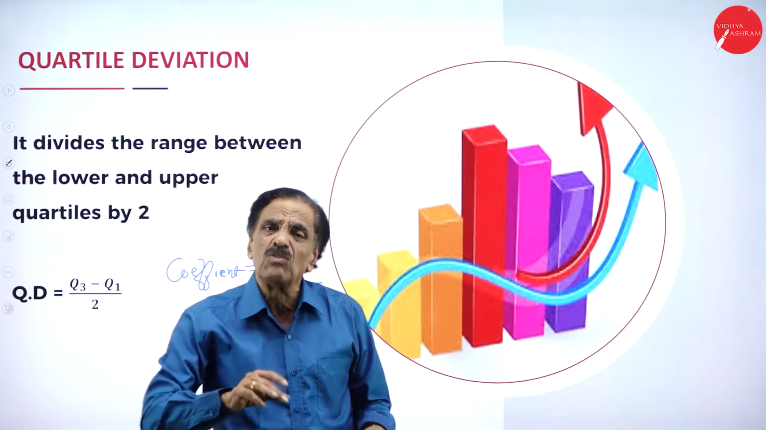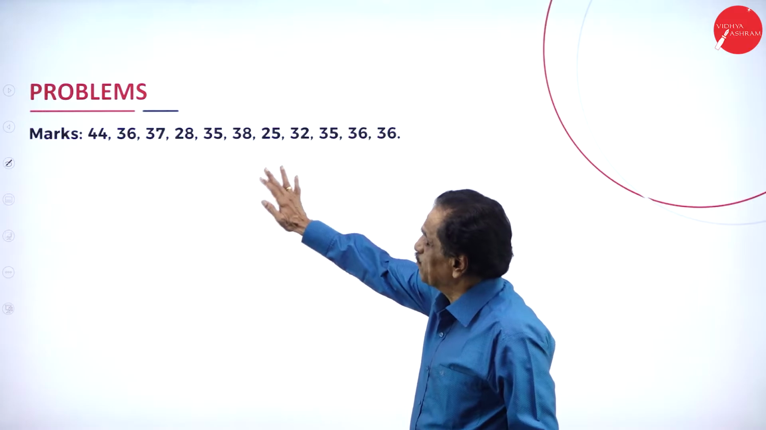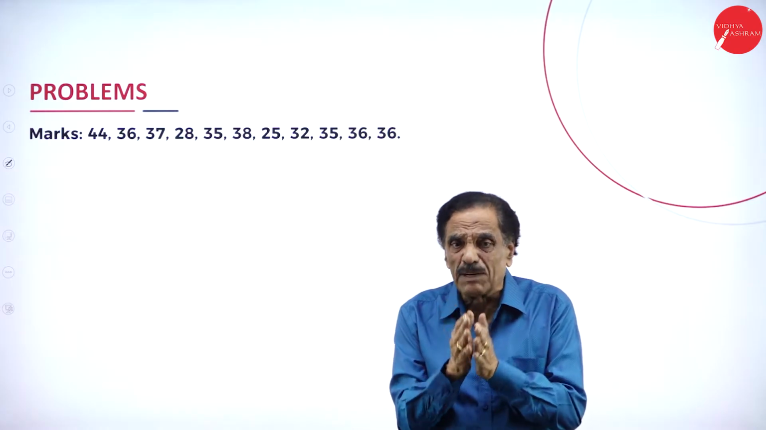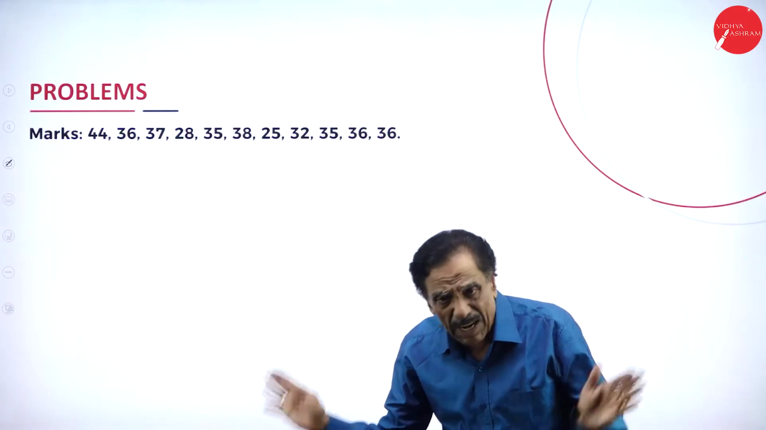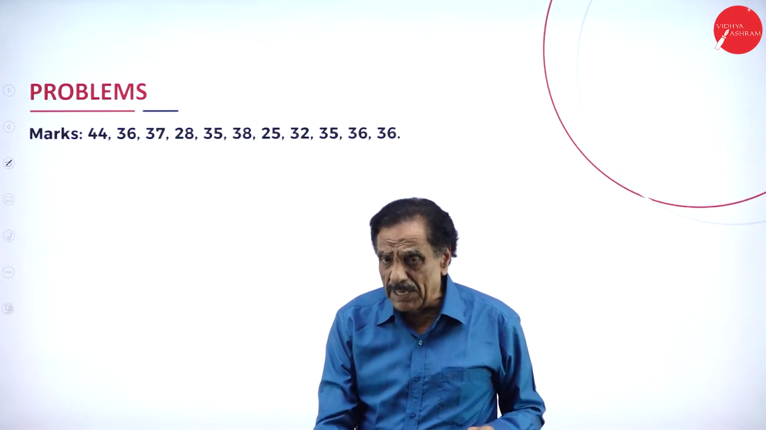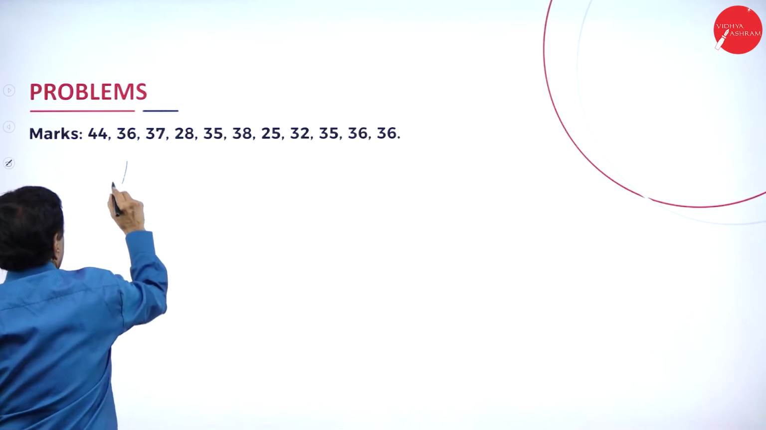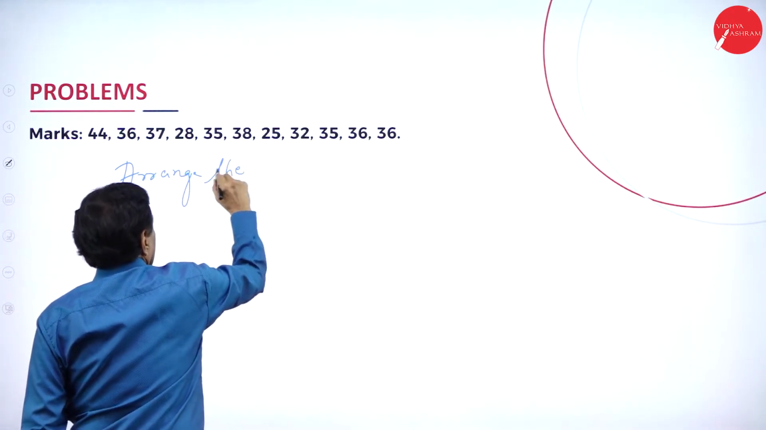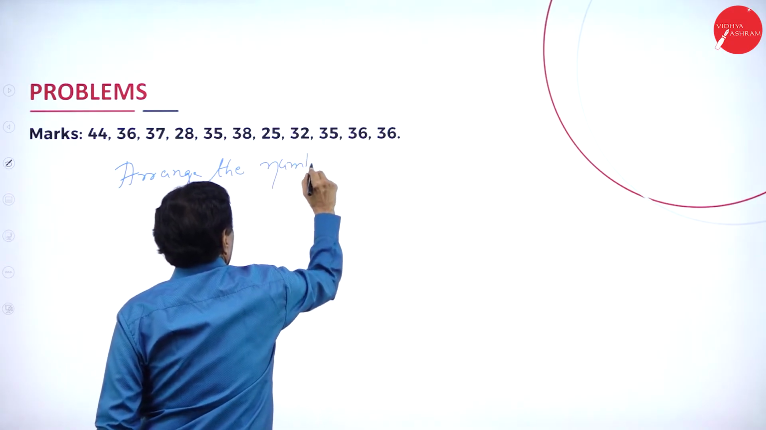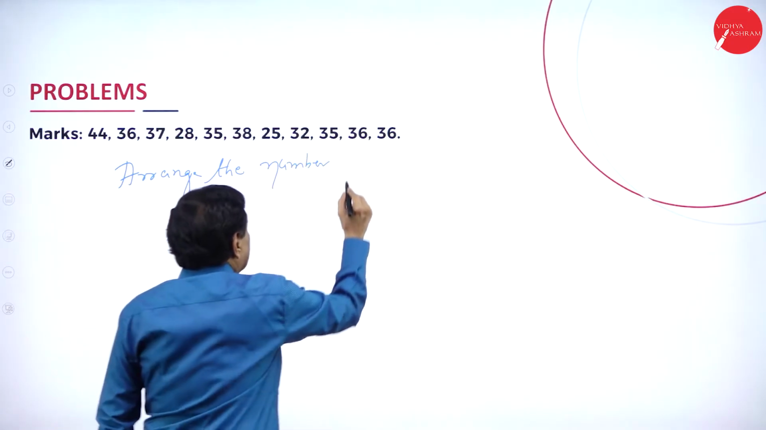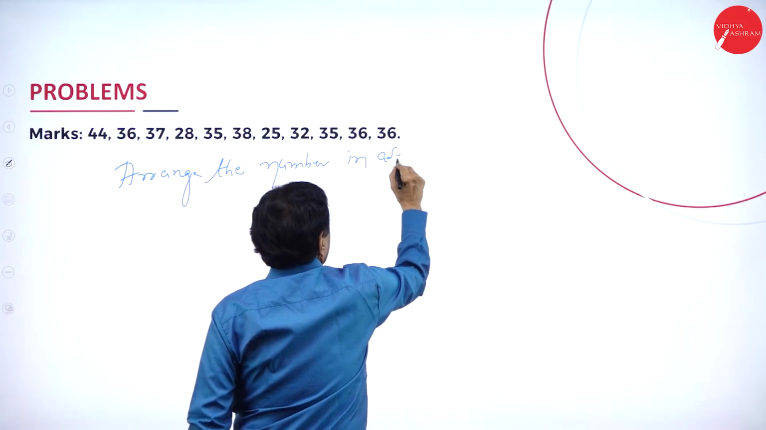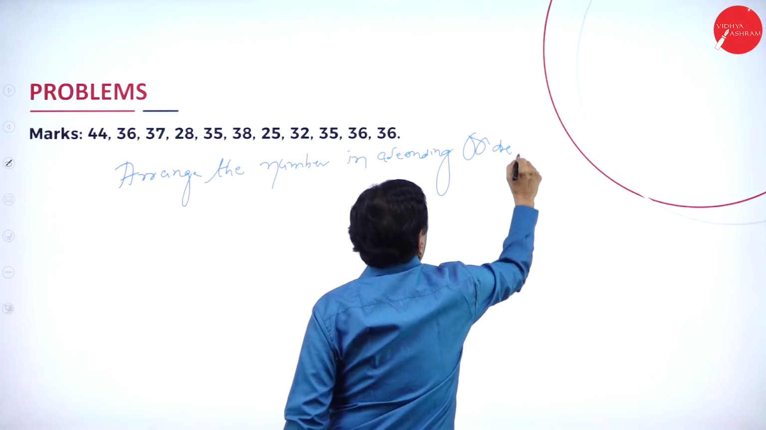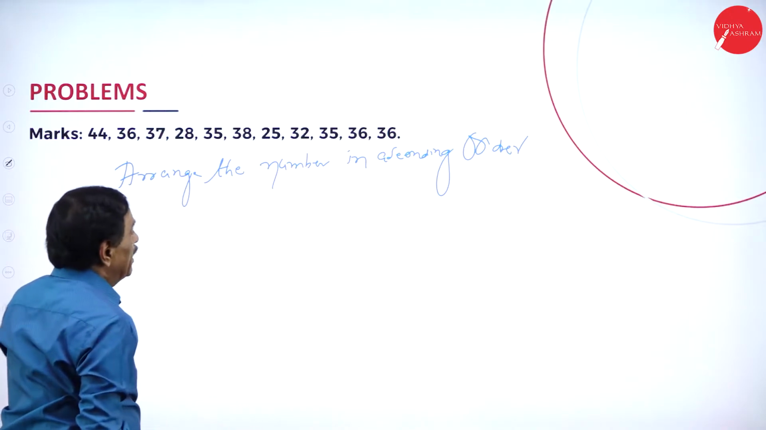We go very slowly on how you are going to solve this. This is a problem they are going to give in the exam. What is the first step to do now? You arrange the given numbers in ascending order. First the lowest number, then the next number, in ascending order.